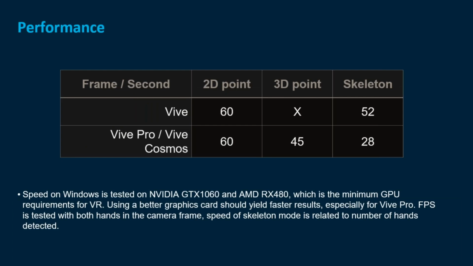Here's some information about performance, and this is in terms of frames per second. Once again, you'll see the original Vive doesn't do 3D points. But basically, this can be improved. If you're only using one hand at a time, you'll get a better frame rate. This is based on both hands in the same frame.